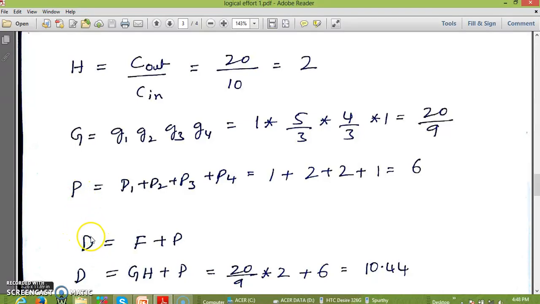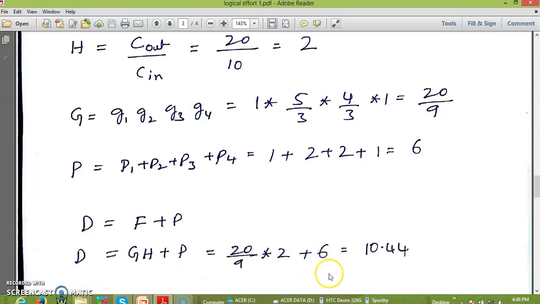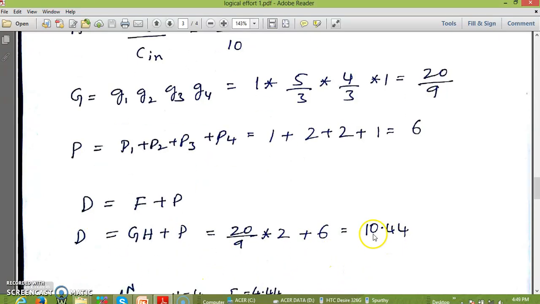So we know that the overall delay, capital D, which is the delay of the path, is given by the path effort of that path plus the parasitic delay of that path. This capital F is again given by G into H. This is the value of G, which is 20 by 9, and this is the value of H. P, we know, is 6. So the overall delay of the network is now 10.44 units. Once we know 10.44 as the overall delay, we are supposed to size the transistors in such a way that it gives a minimum delay of 10.44.